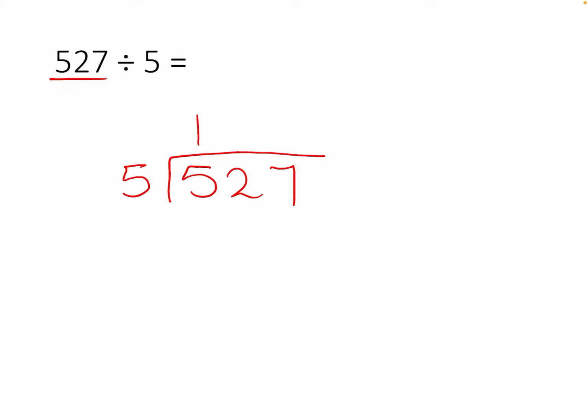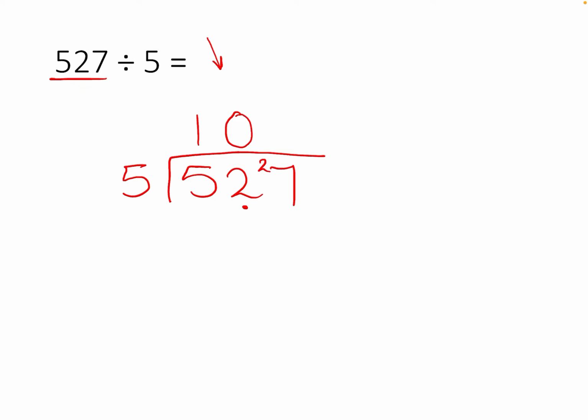This next bit is where I see a common mistake. How many 5s go into 2? None of them, because I know 5 is bigger than 2. So I put none. Now, lots of people miss the 0 here. They will just go, how many 5s are in 27? Then put that answer.